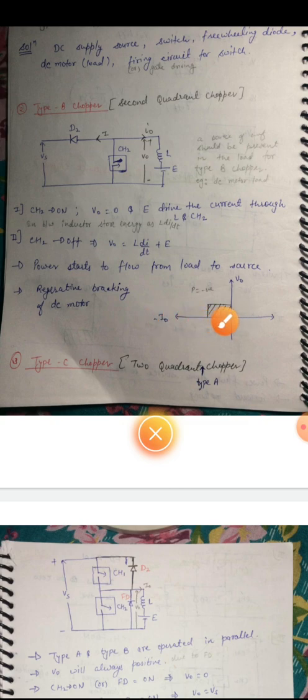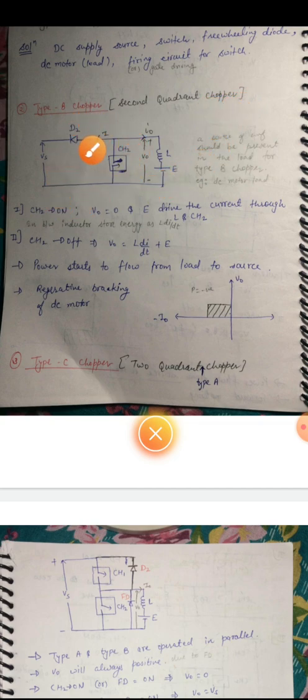Hence P, which is power, equals V naught into I naught. So if I naught is negative, P comes out to be negative. So this is the case of the second quadrant, which is also known as type B chopper. Chopper is a DC-DC converter.